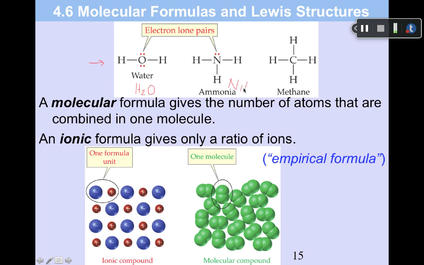The ionic formula always tells you the simplest ratio between ions. So that is also described as an empirical formula. You're going to explore that concept a little bit in lab at another week. So ionic formulas give the simplest ratio of ions. The molecular formula tells you exactly which things are combined in a molecule. And the empirical formula is the only way you ever see an ionic compound represented.